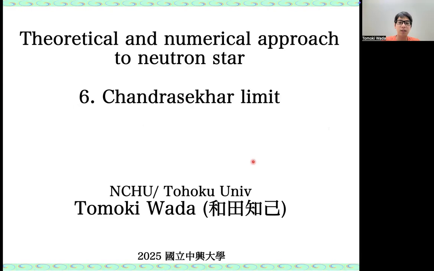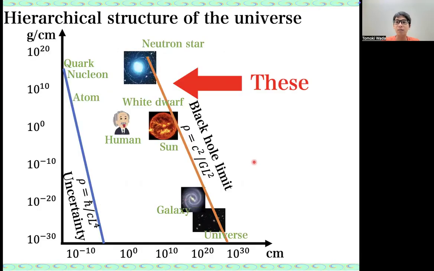And the Chandrasekhar limit is important for compact stars. So the main topic of this video is neutron stars and white dwarfs. But before going to stellar structures, I would like to introduce quantum physics very briefly.